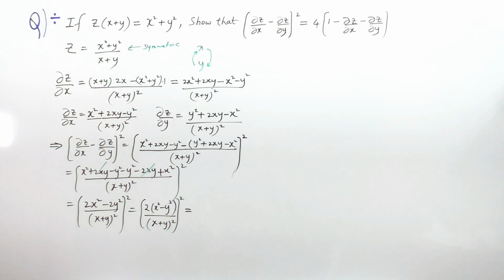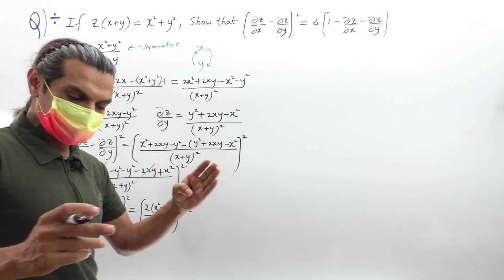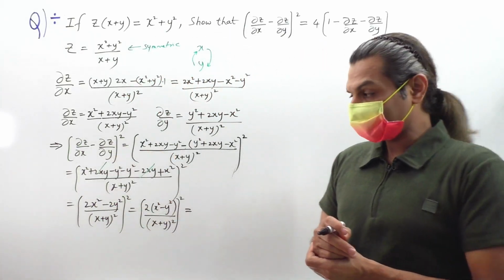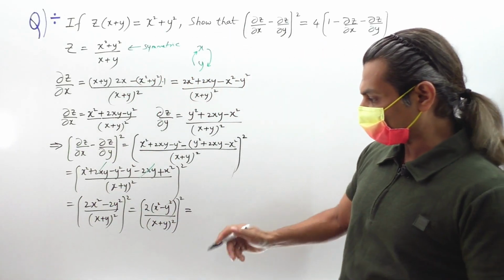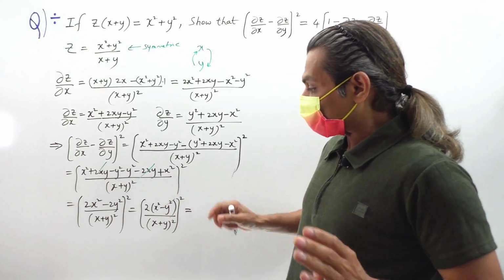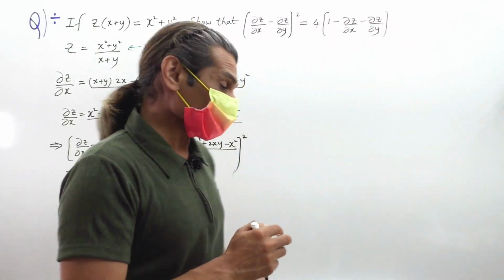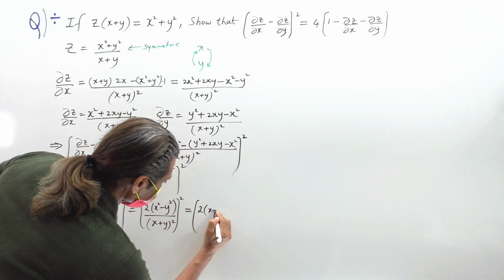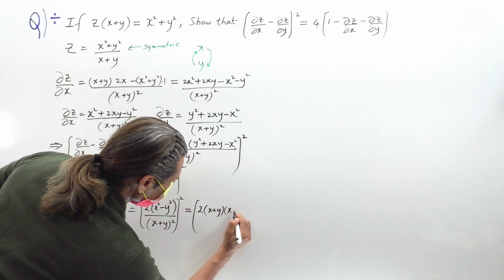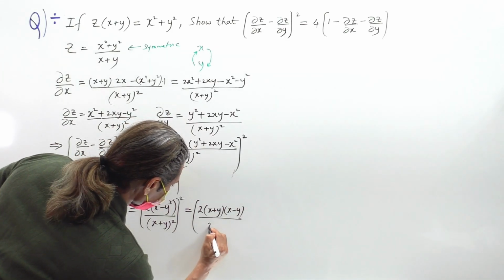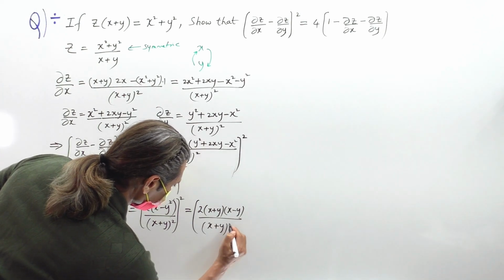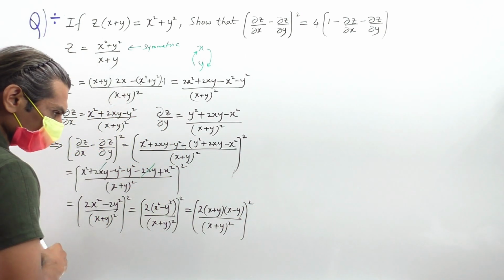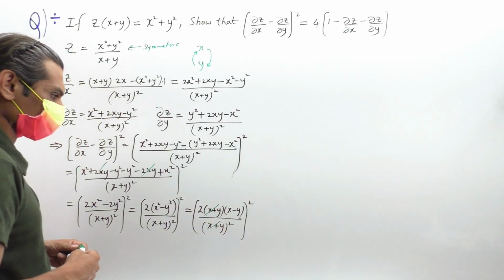That's equal to, let us simplify this properly. You know, x squared minus y squared is (x plus y) into (x minus y). So how much is it possible to simplify this? This will now be 2 into (x plus y) into (x minus y), the whole divided by (x plus y) squared. Again here you see, x plus y cancels.